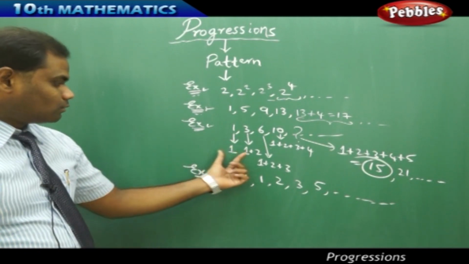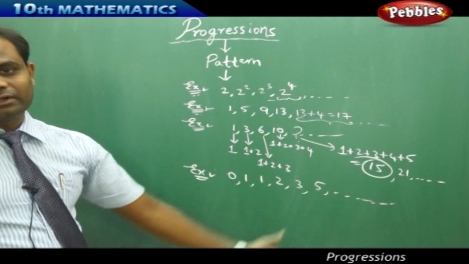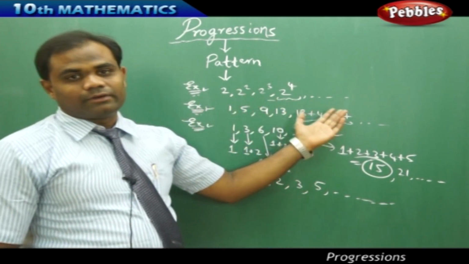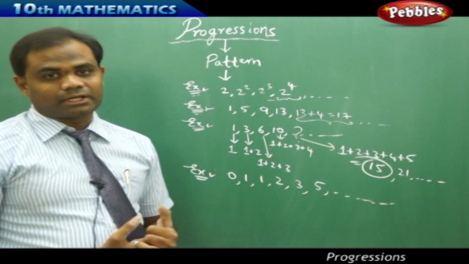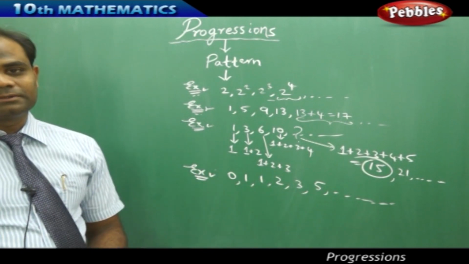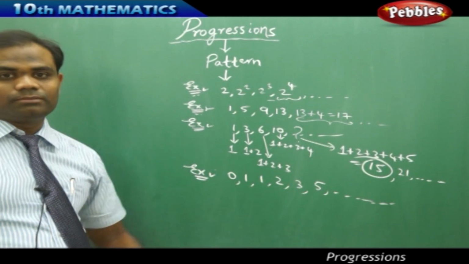Here it has been 1, 1 plus 2, 1 plus 2 plus 3, etc. And here it has been adding of 4 each time. And here it has been raising of the power 2 each time the sequence proceeds further. Then how do we identify the pattern here is the biggest question for the problem.